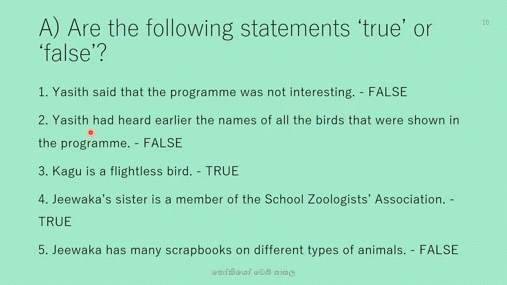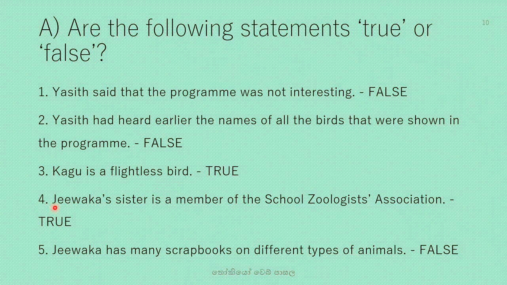Second sentence. Yasit had heard earlier the names of all the birds that were shown in the program. So it is false. Why? Because Yasit said that there were some birds which he had never heard of. Third sentence. Kagu is a flightless bird. Is it true or false? Yes, it is true. Kagu is a flightless bird.